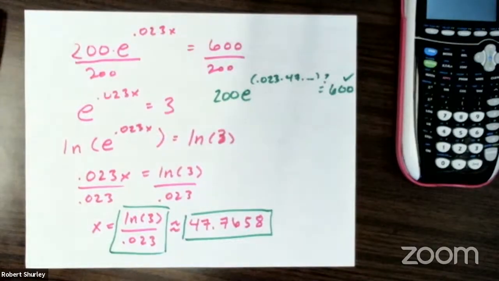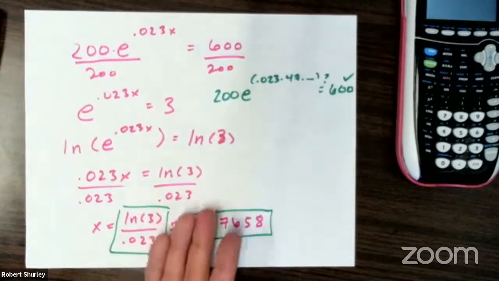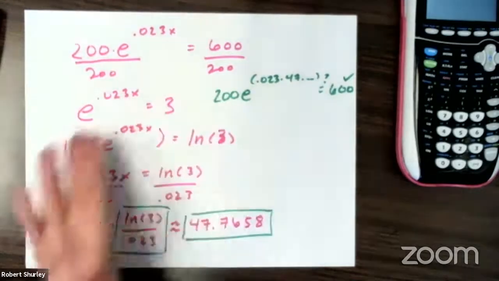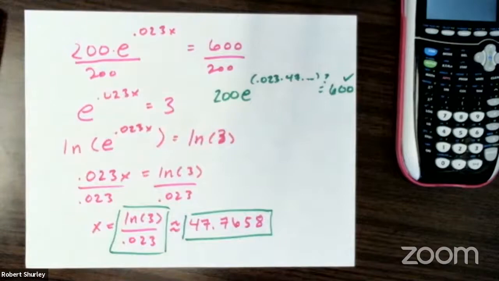Questions, comments, concerns before we kick it up just a little bit? Not that we're going to kick it up. We're going to solve for logarithms now. This was solving for exponentials, right? Our x value has been in the exponent. Well, now what if our variable is inside the logarithm? What do we need to do?